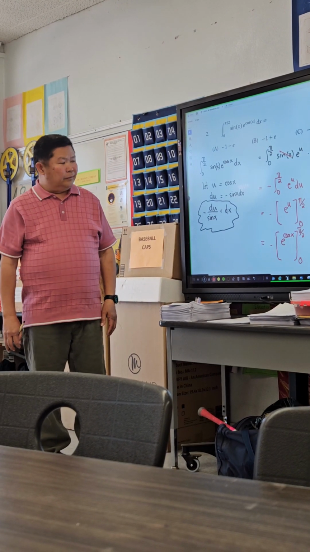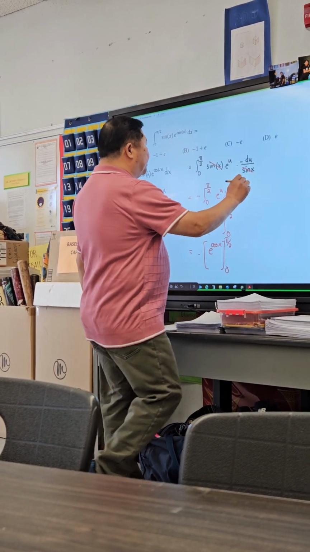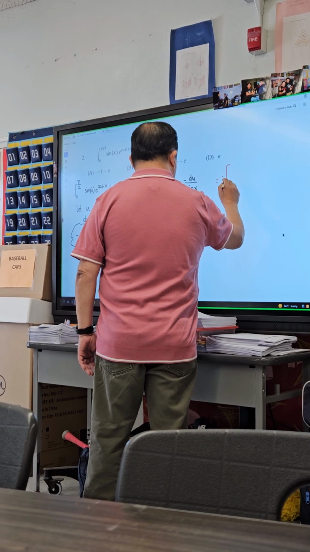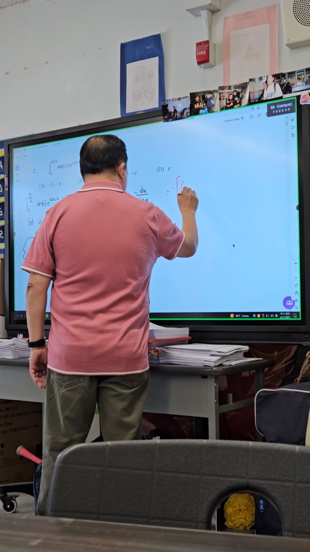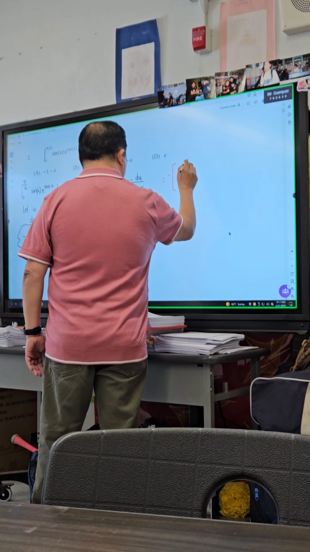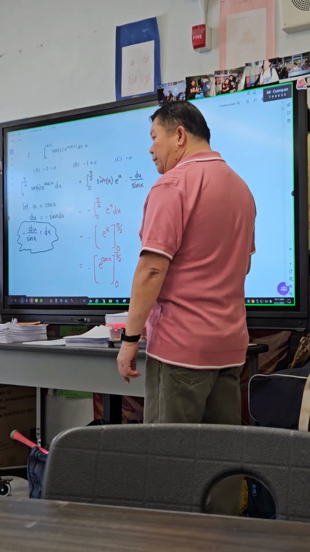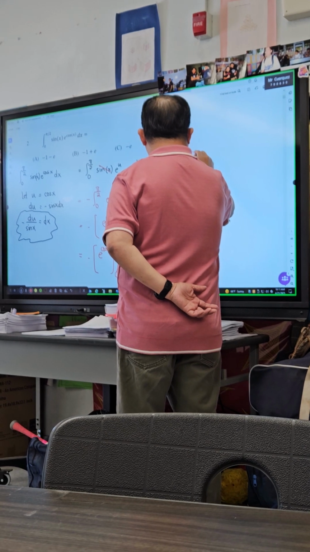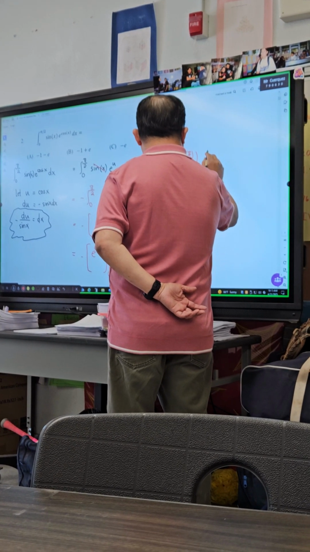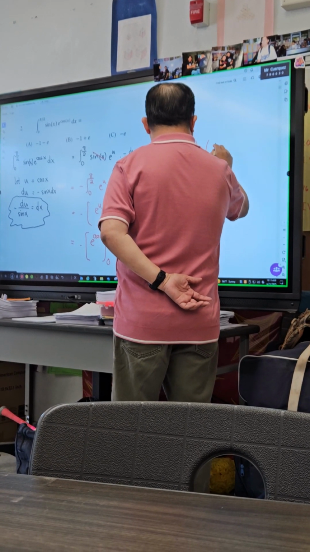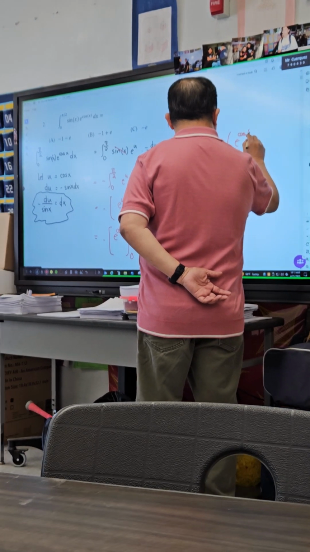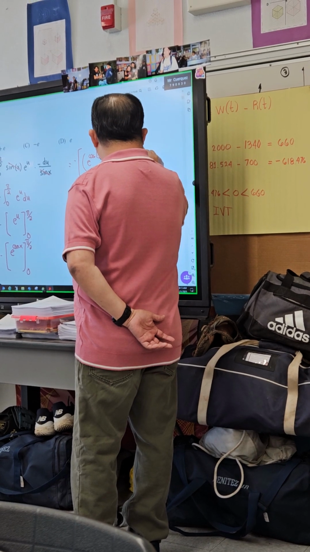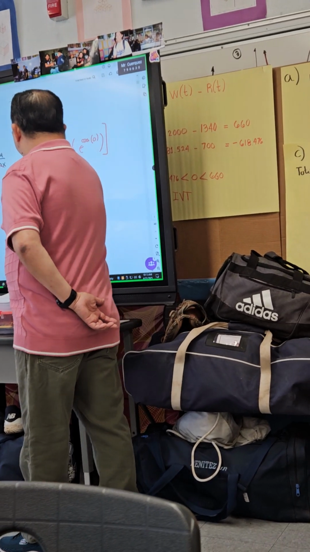Okay, so next step would be negative, and then e to the power of cosine pi over 2, and then minus e to the power of cosine 0. Okay. Now, before we continue, any question or clarification?